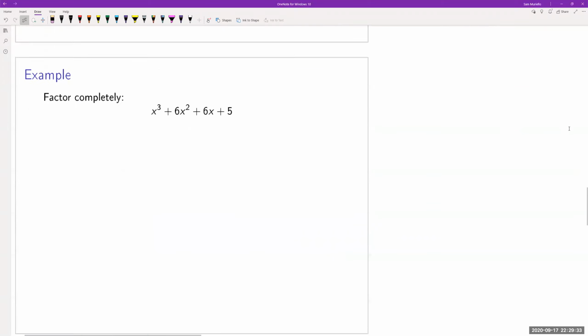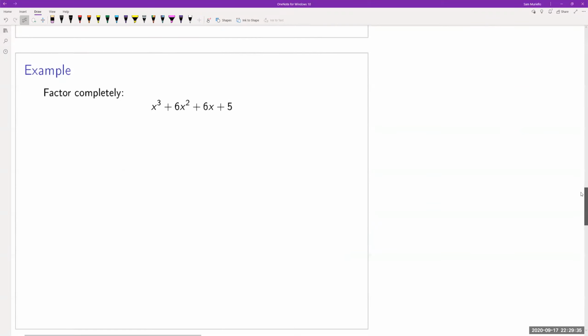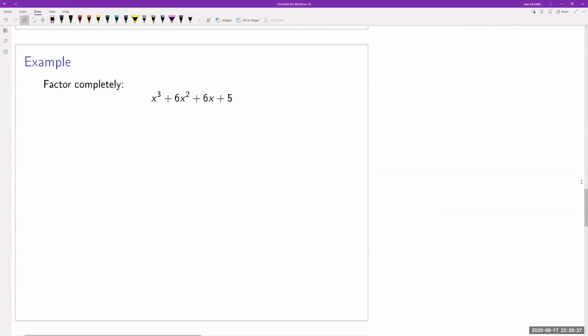We would like to factor completely x cubed plus 6x squared plus 6x plus 5. Now, the first thing we want to do is use the rational root theorem. Nothing has changed from last time. Looking at my p's and q's, the possible choices for q are only plus or minus 1. For p, I could have plus or minus 5 and also plus or minus 1. So my possible roots are plus or minus 5 and plus or minus 1.